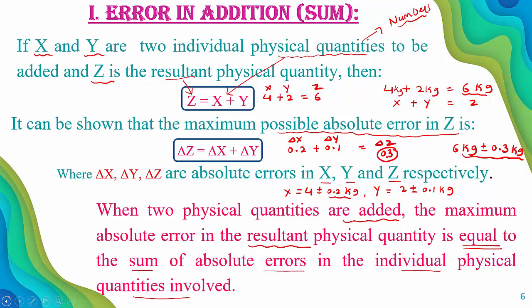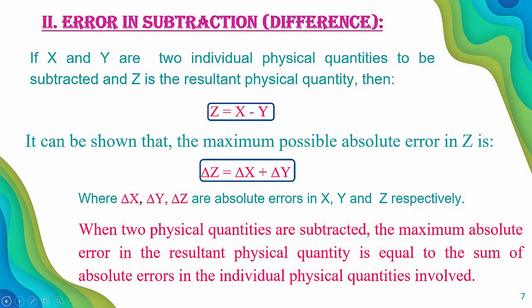You will get more clarification later when I take certain examples. Then the second point is error in subtraction or difference. Here also, x and y are two individual physical quantities to be subtracted. In the first case, we added x and y, but here we are going to subtract x and y. When we subtract x and y, z is the resultant physical quantity. z equal to x minus y.